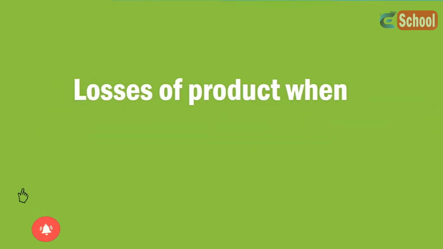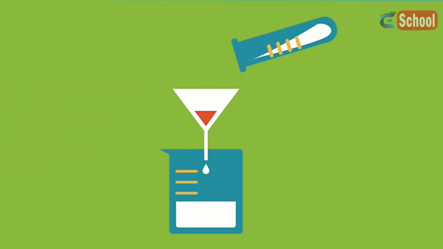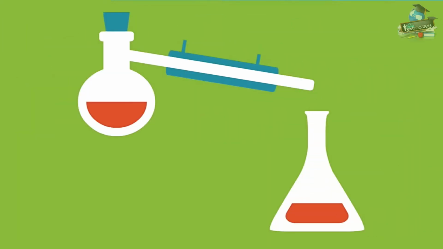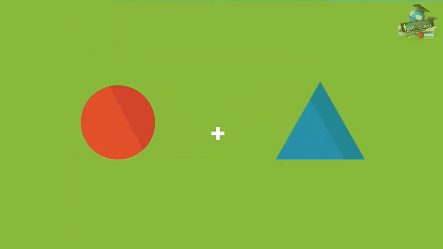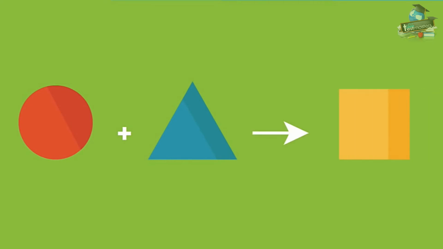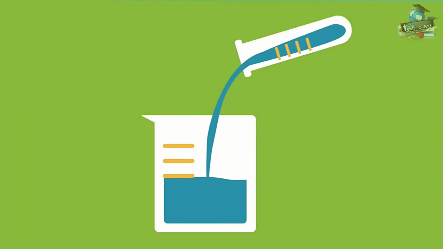You always get losses of product when it is separated from a reaction mixture by filtration, distillation, crystallization, or any purification technique. Some of the reactants may react in another way to give a different product to the one you wanted. You always lose some mass whenever you pour a liquid from one place to another or if you transfer a solid from one place to another.